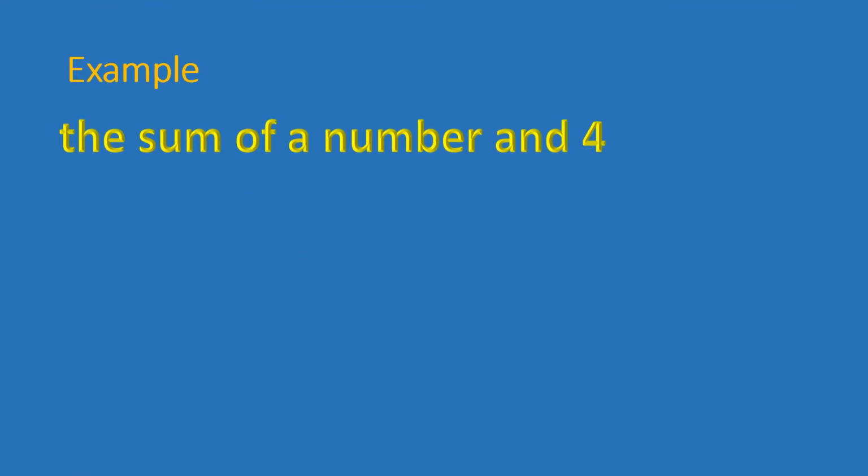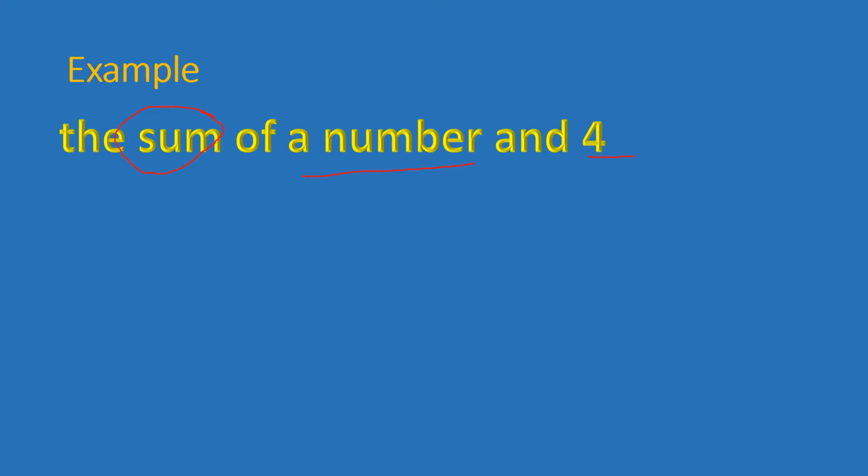Let's try to translate this one. Disclaimer, please forgive me for my handwriting, as I'm using a mouse while working on this one. So next, the phrase is the sum of a number and four. The keyword there is sum. And then you have two things to look at, a number and four. Those are the addends that you have.